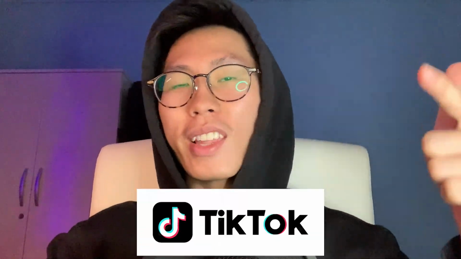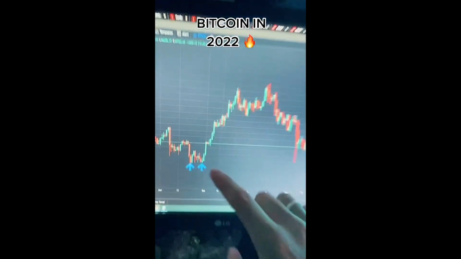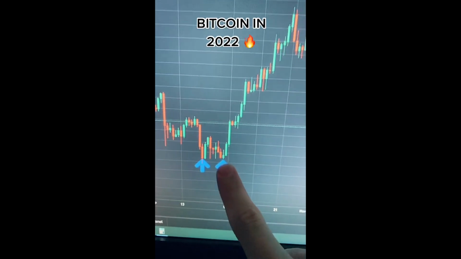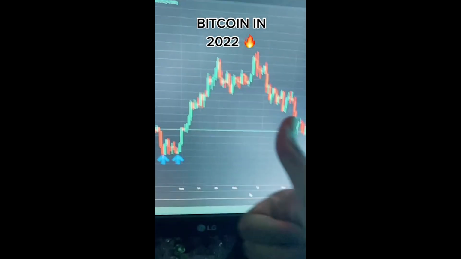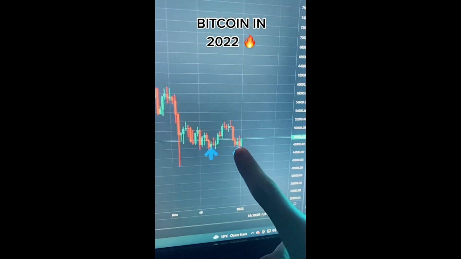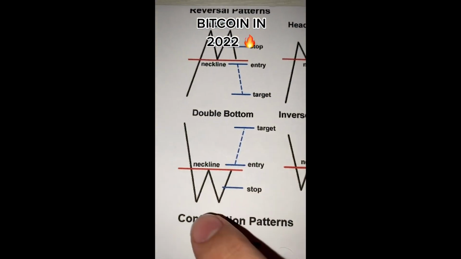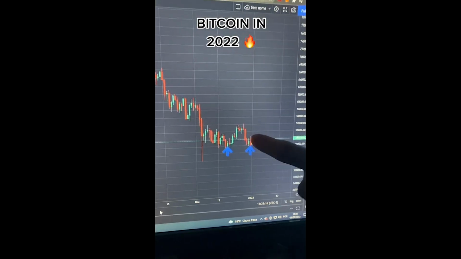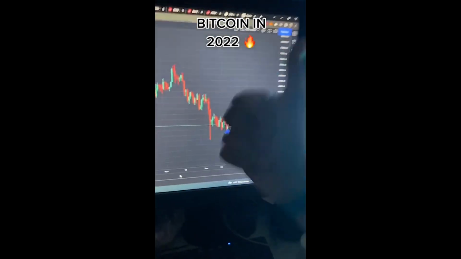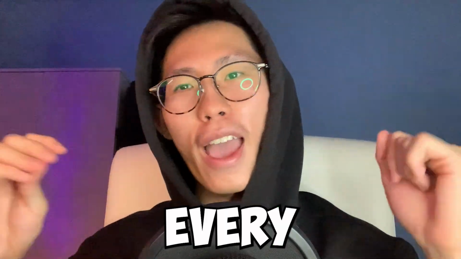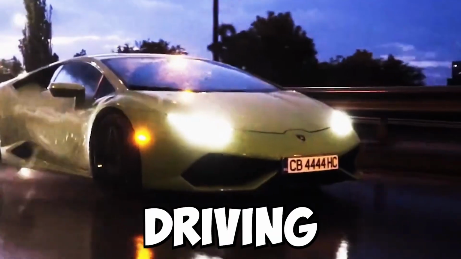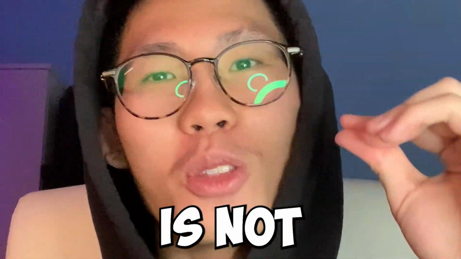Have you ever seen those TikToks where they are like, look at this. If trading was this easy, every single trader would be driving Lamborghinis. But that is not the case.